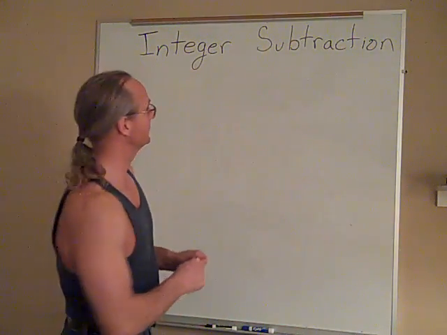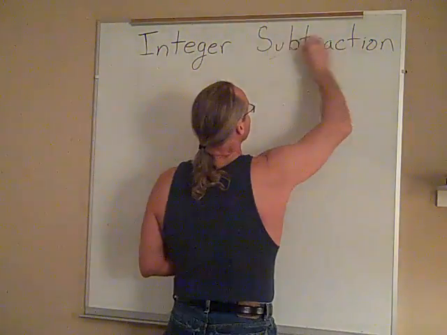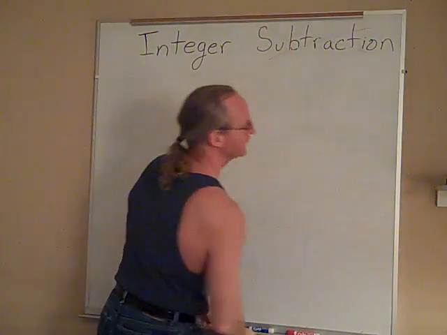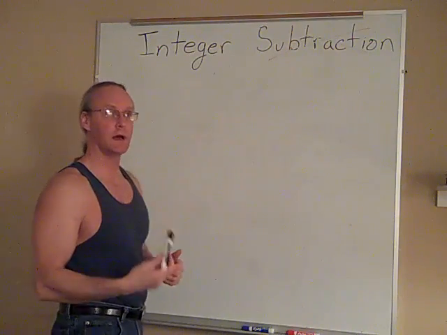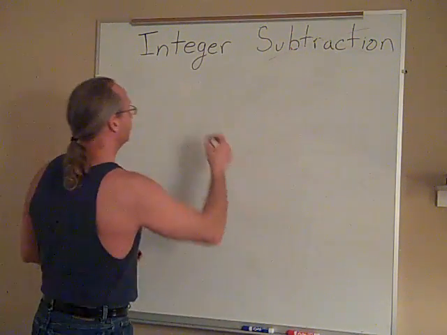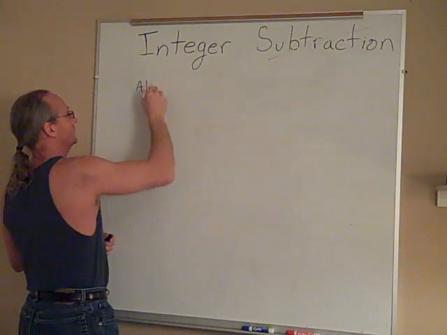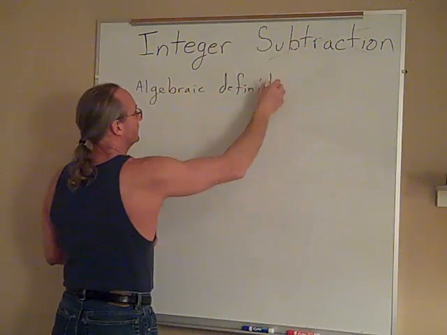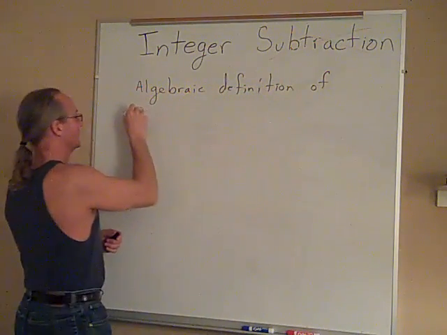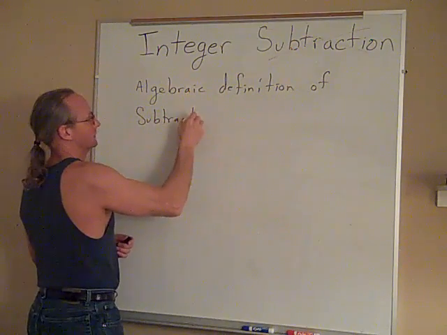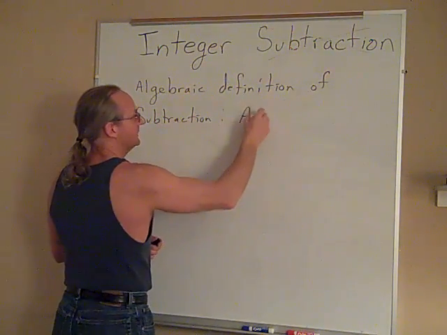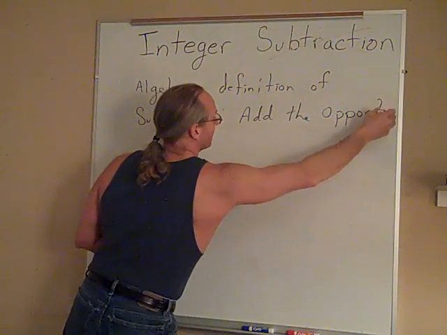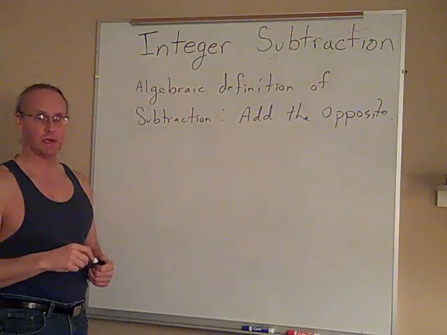What's interesting about subtraction is that we don't do it. We don't actually do subtraction, ever. What we do is we change subtraction to adding the opposite. This is called the algebraic definition of subtraction. Add the opposite. We don't actually do subtraction.